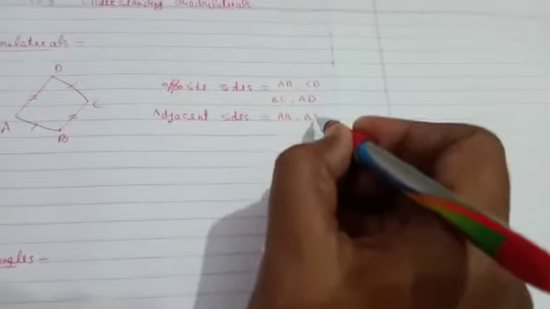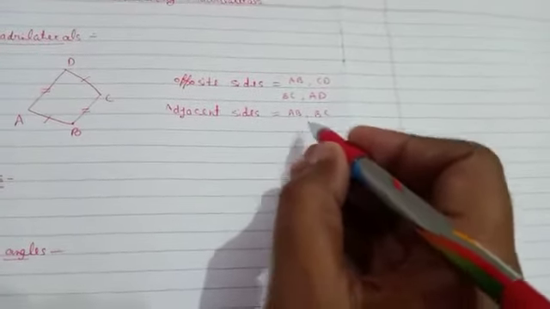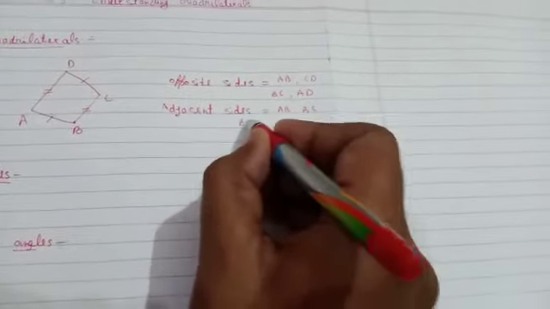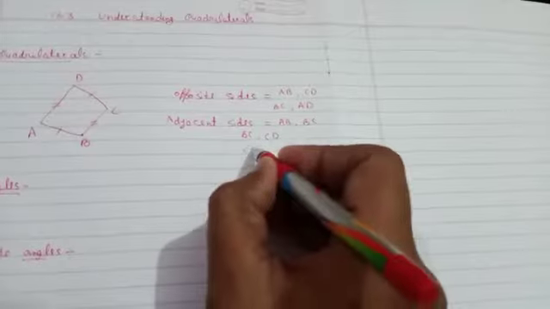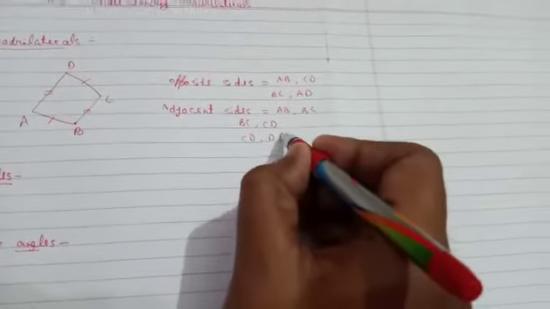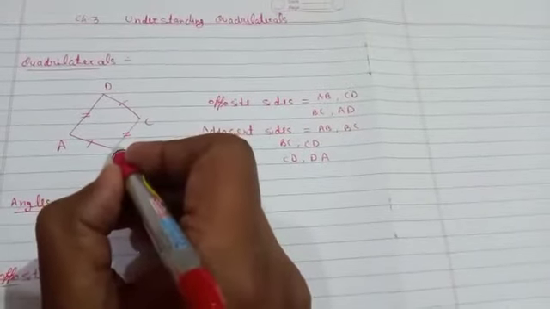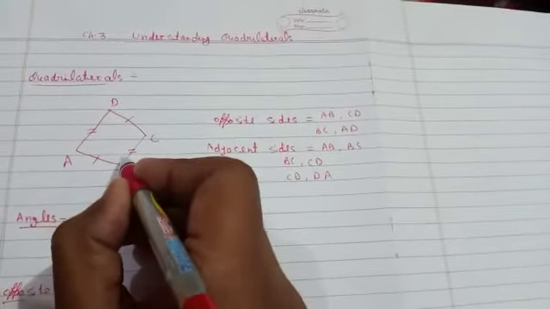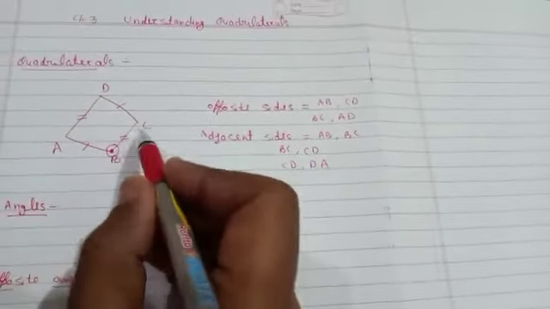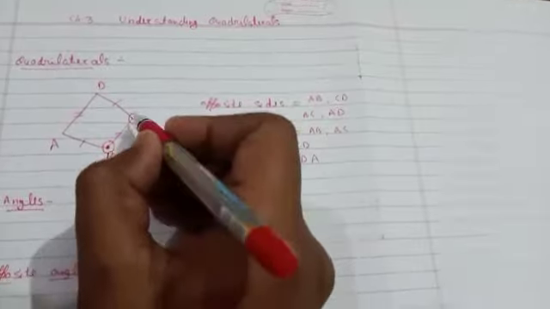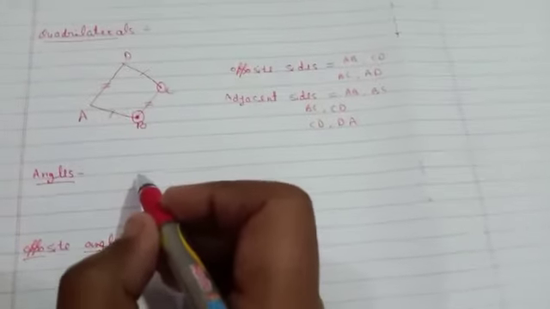The sides AB and BC, which contain a common vertex, are called adjacent sides, same as BC and CD, and CD and DA are also adjacent sides. As you are seeing, AB and BC contain this common vertex B, same as BC and CD having the common vertex C, so that's why they are called adjacent sides.